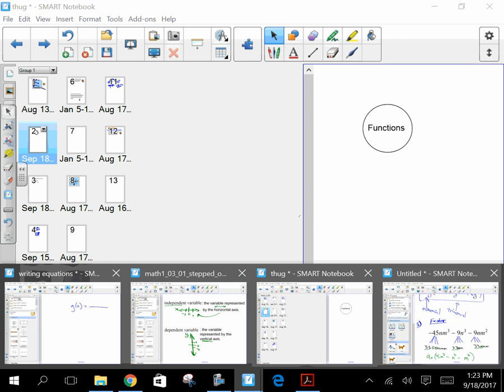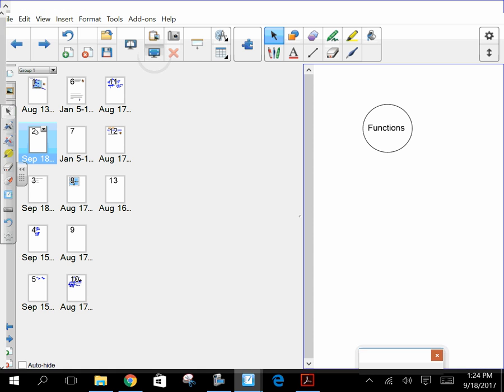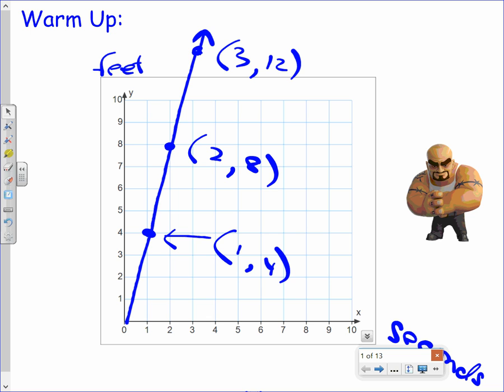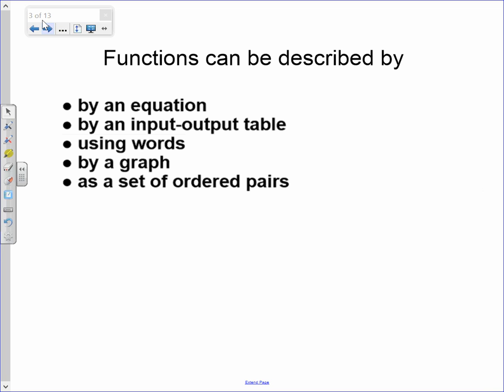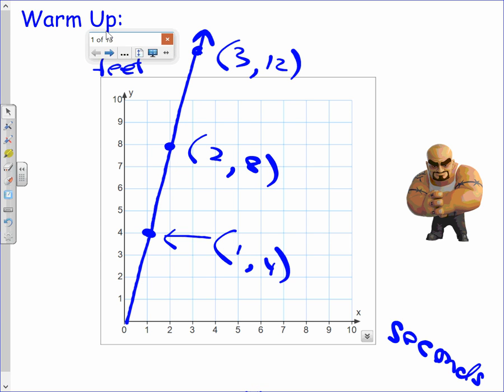Now remember on Thursday we talked about this thug? The Pomona thug. Remember the thug on Thursday? Maybe you weren't here. The thug on Thursday, recall he was running away from an old lady. Remember how fast he was running? Does anybody remember how fast he was running away? How many feet per second? 4 feet per second. So at the first second, he's 4 feet away from the old lady he stole the purse from. 2 seconds, he's 8 feet away. So we can use a function to describe this thug running away from the old lady.